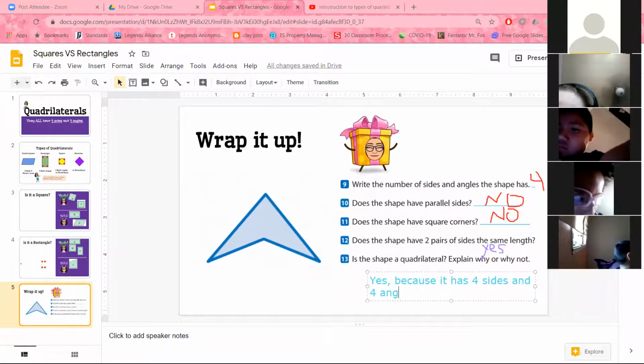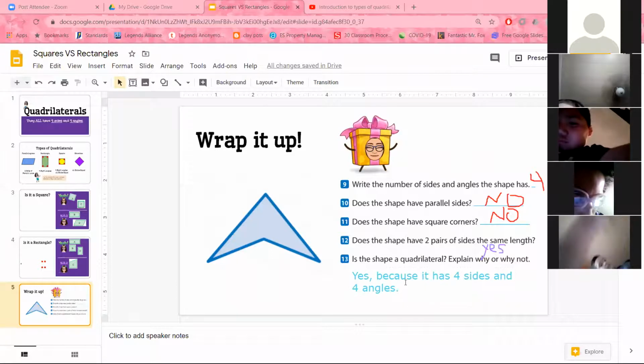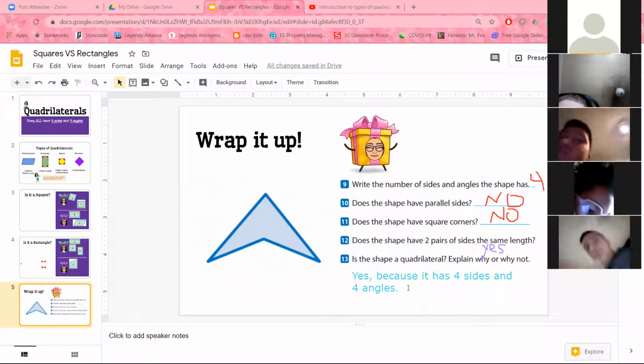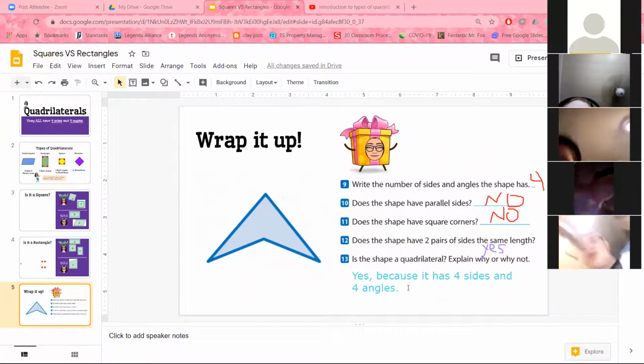I think JV said that they have right angles. Oh, okay. I didn't hear that part. It's just angles, they don't have to be right angles. But if it has 4 right angles, that would make it then a what?